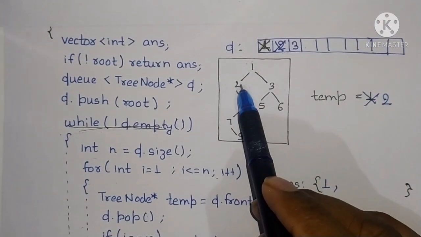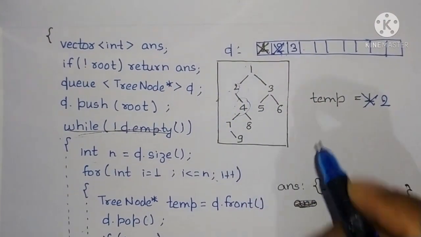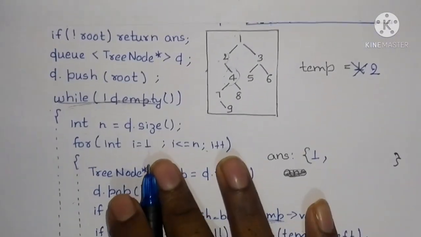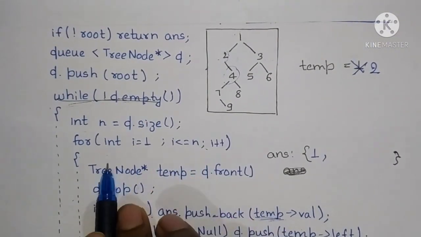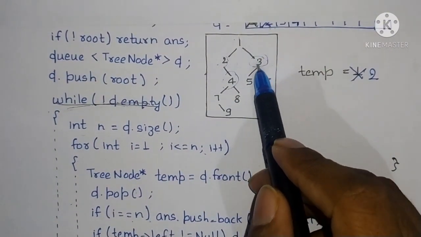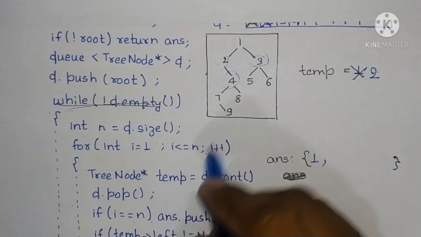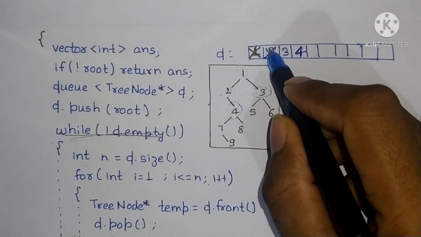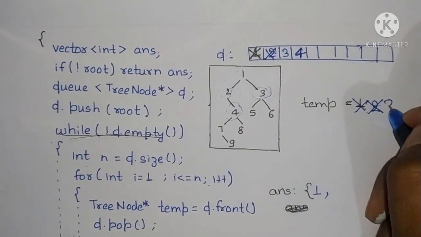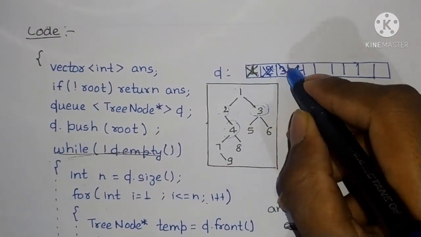So we see that 2 does not have any left child, but it has a right child, so this right child will be pushed into the queue. But again the for loop will run for I equals to 2, that is the value will be 3. The temp value will be the front of this queue, that is 3, because there is no more 2 present, and then we will pop 3 from this queue.